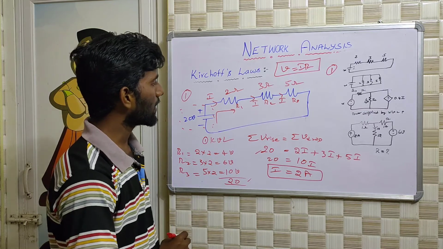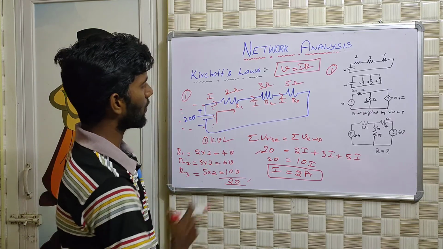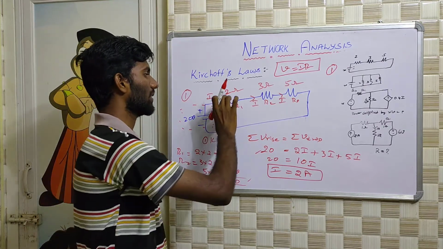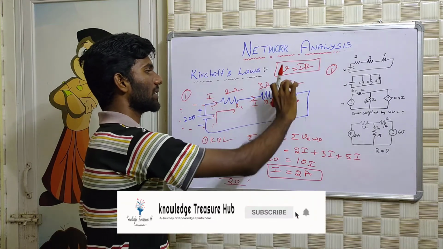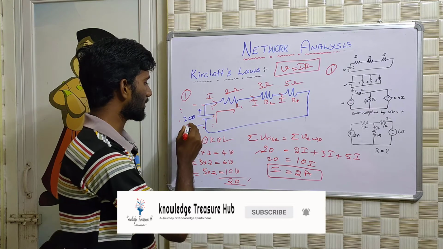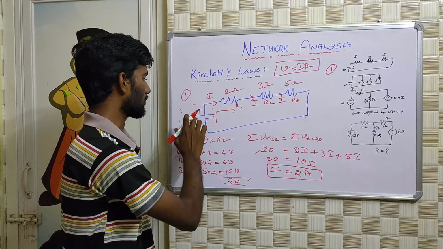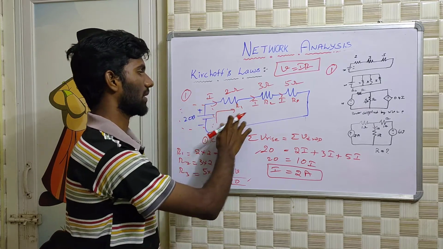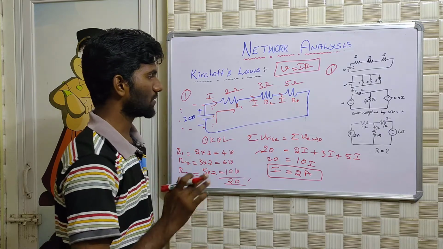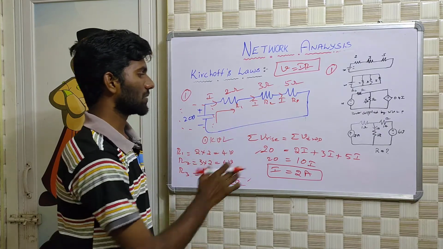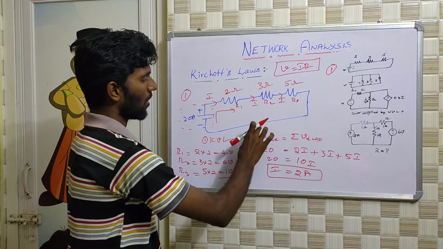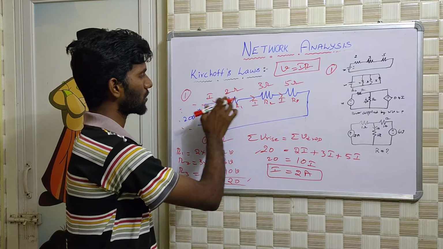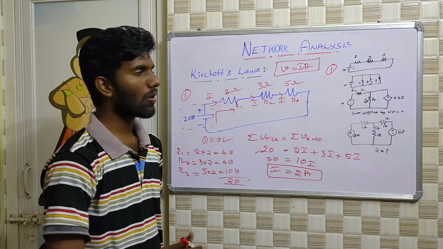So this is a simple example to solve a network by using KVL. Here we are finding the voltage drops across each resistor. In the problem, the EMF or potential is given, and resistors R1, R2, R3 are also given. We are assuming the current as I1. By applying KVL, the sum of voltage rises is equal to the voltage drops. So 20 is equal to, from Ohm's law, V is equal to IR.